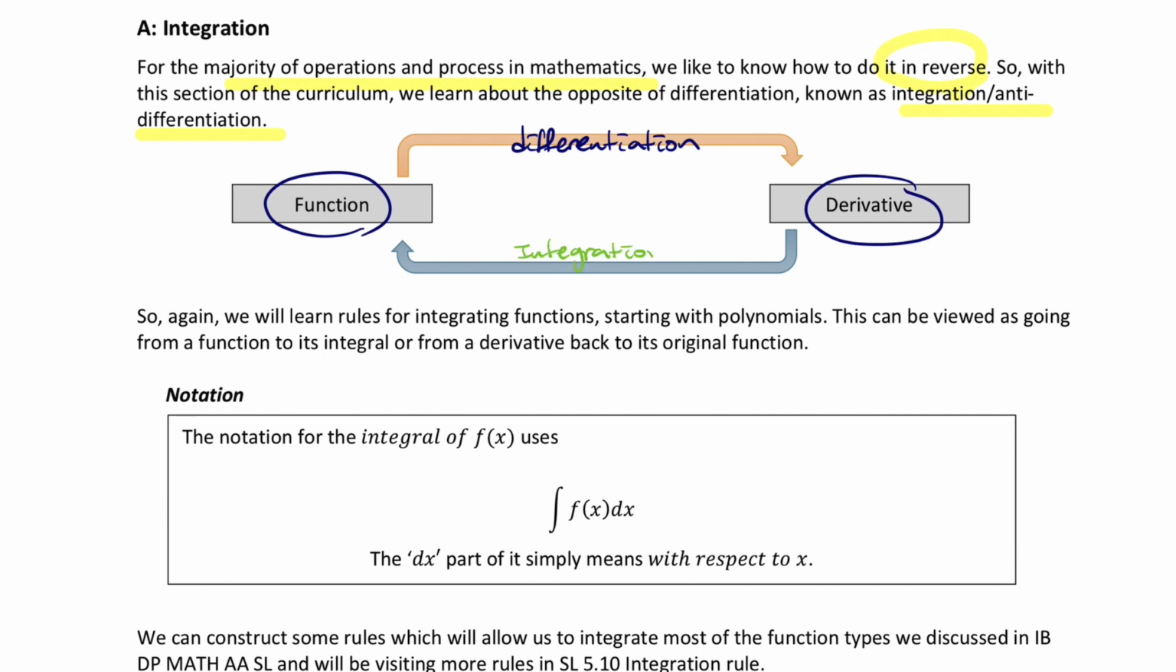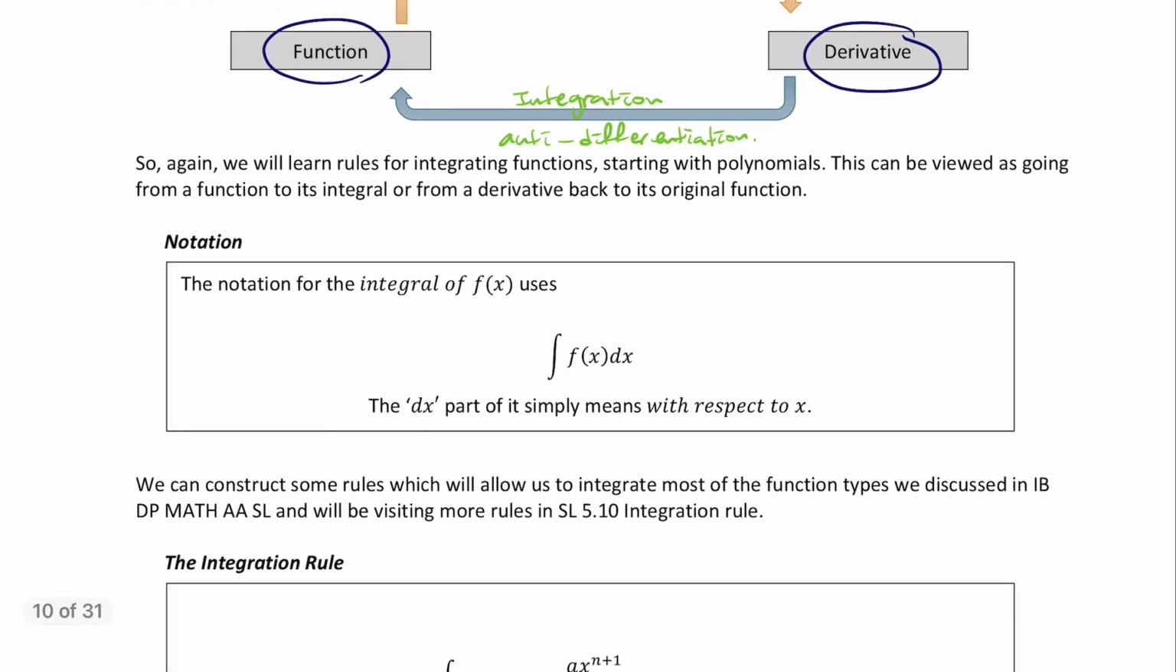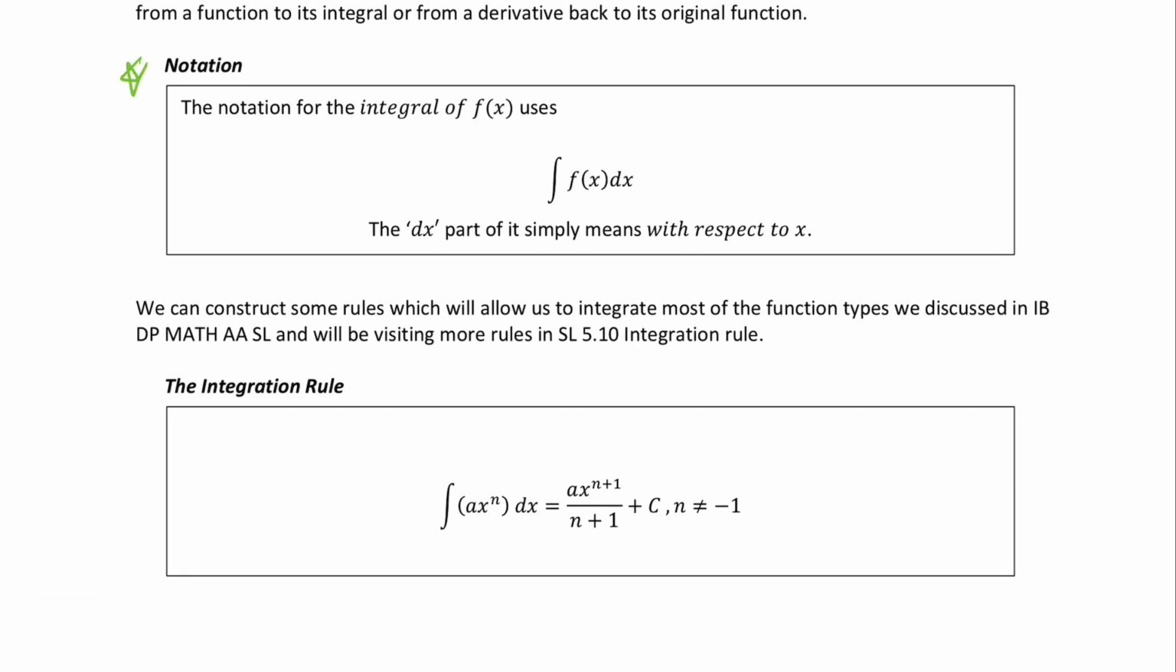or we also call it the anti-differentiation process. So if you look at this box here, the notation part, the notation for the integral of the function f of x uses this sign here along with the sign dx. Okay, so this music note looking sign is the notation for integration, and dx simply means with respect to x.